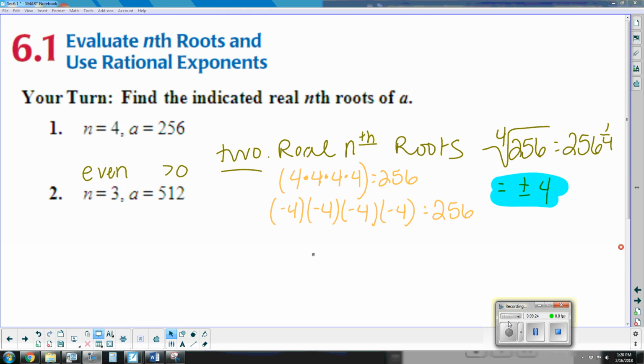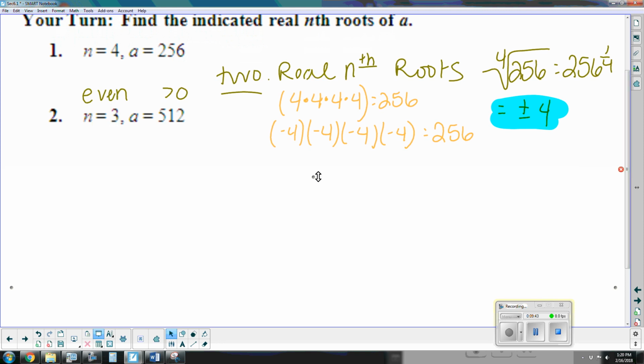So in this first example, our n is even and our a is greater than 0. So we know that we have 2 real nth roots. So we're taking the 4th root of 256, which is positive or negative 4.